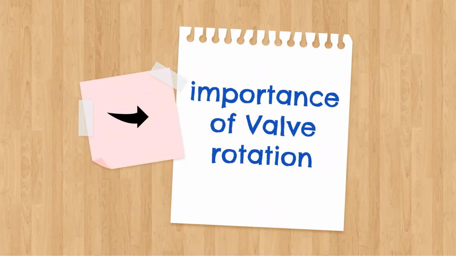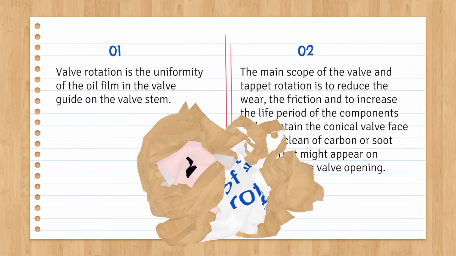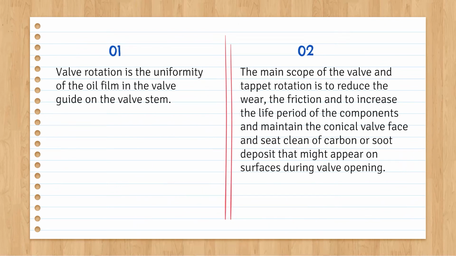Importance of valve rotation. Valve rotation provides uniformity of the oil film in the valve guide on the valve stem. The main scope of valve and tappet rotation is to reduce wear and friction, to increase the life of the components, and to keep the conical valve face and seat clean of carbon or soot deposits that might appear on the surface during valve opening.